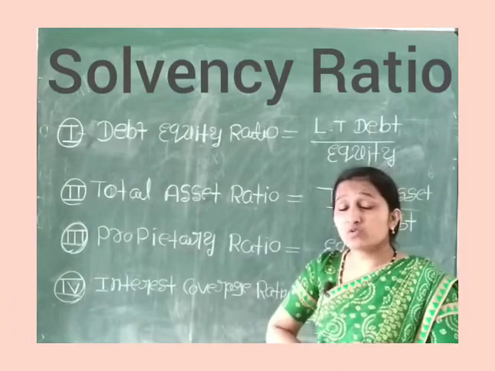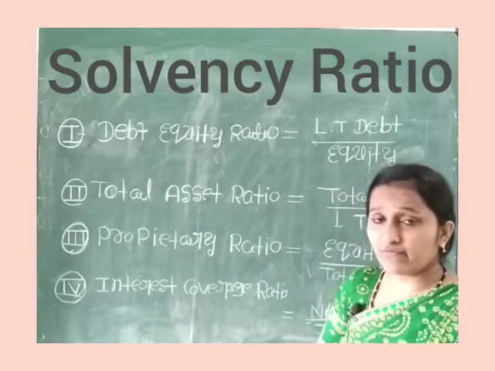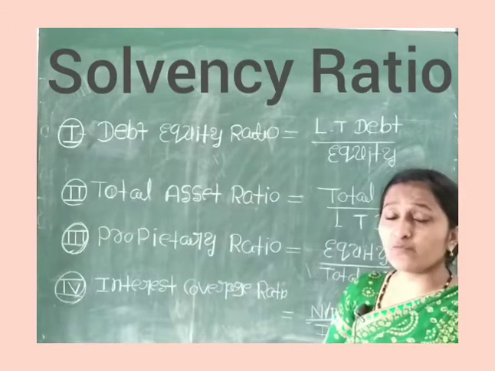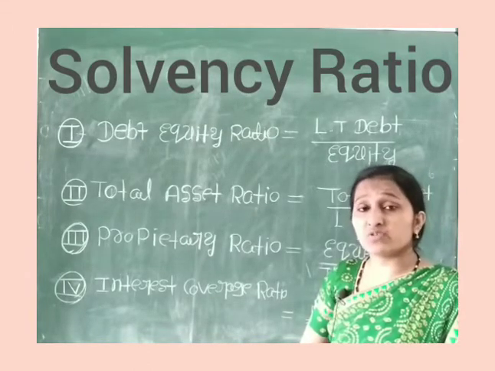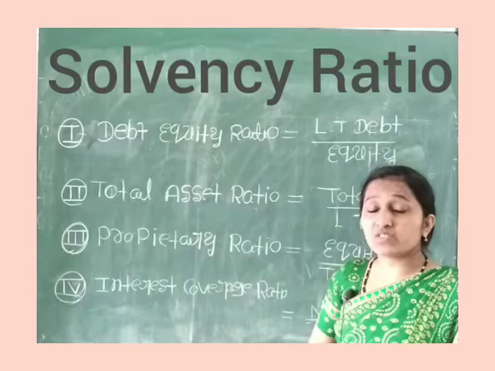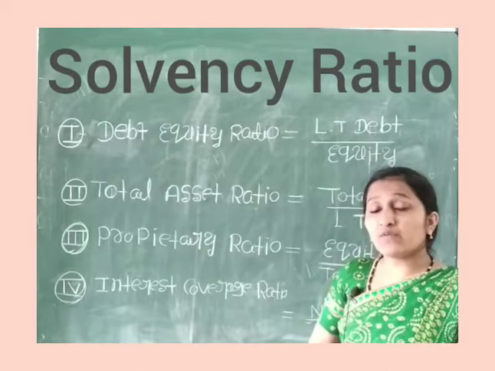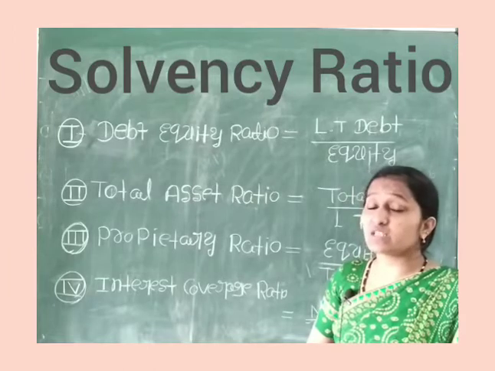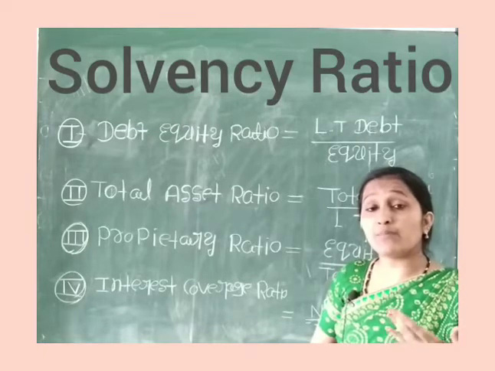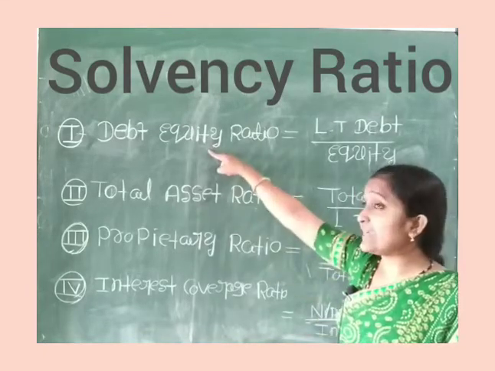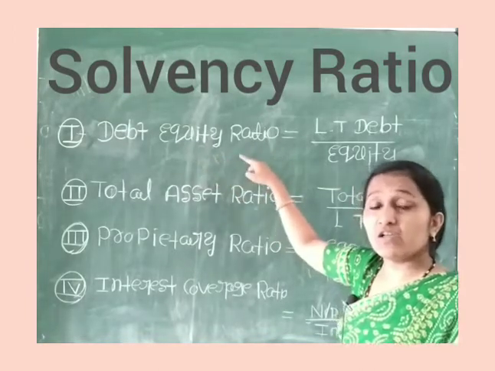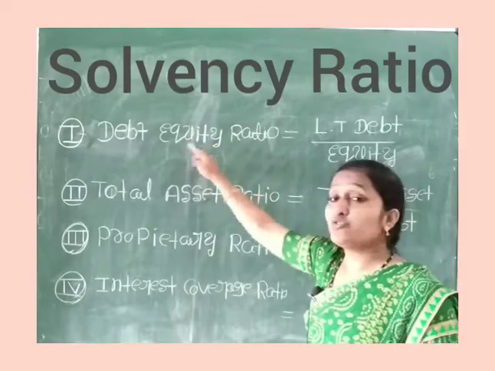Solvency ratios are broadly classified into four major types, four important formulas. Among them, the first and most important ratio is the debt equity ratio. The name itself says it: solvency is nothing but capacity, whether a person is able to pay or not. In the same way, the debt equity ratio tells you whether the company is able to meet debt to equity or not.